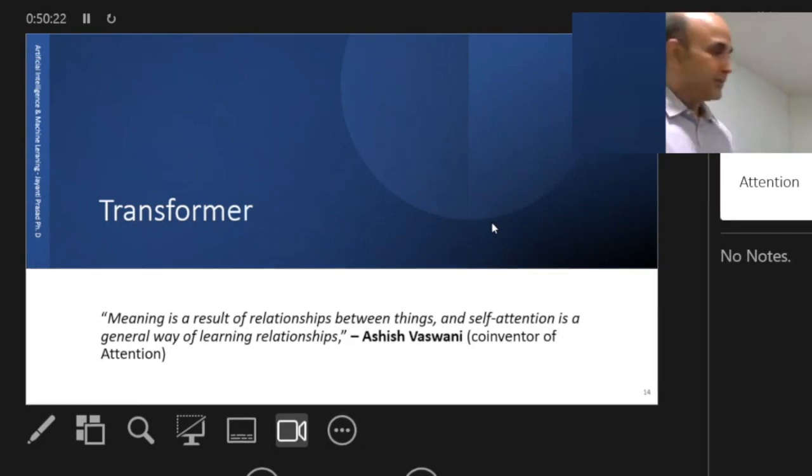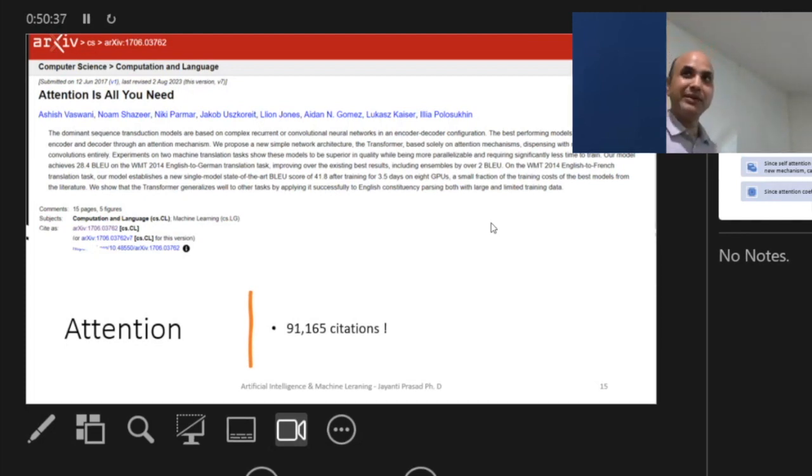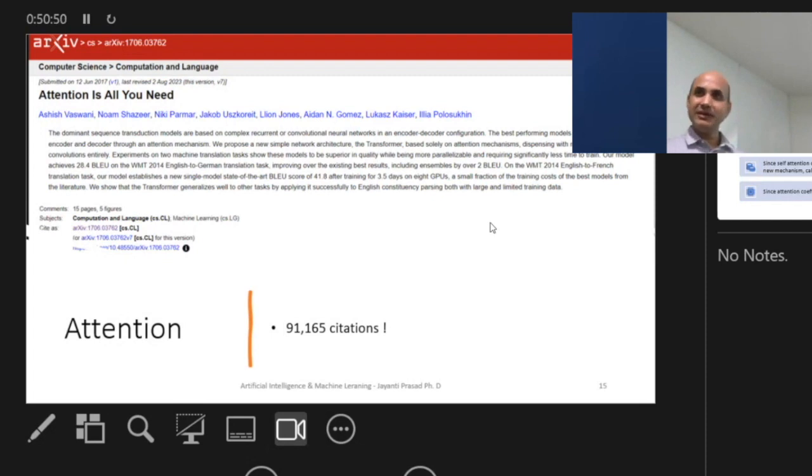So this was the paper: Attention Is All You Need, and the title of the paper was also quite catchy. You can see that it has 91,000 plus citations, which is a very big number. The main claim of this paper was that we can get away with RNN and LSTM completely. We can make a neural network architecture which will use only the attention mechanism and no recurrent neural network.